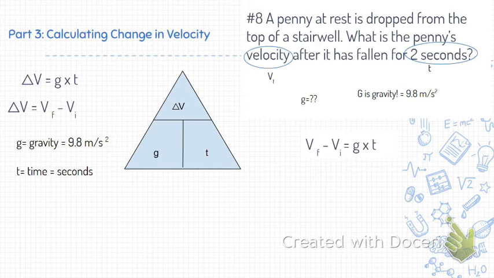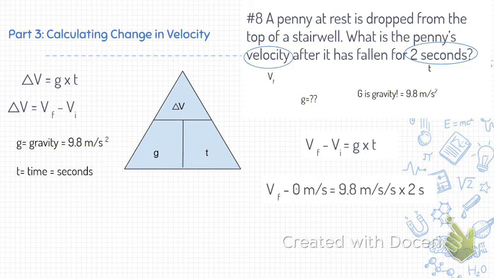And so we have our problem looking like this. So V final, this is why I like to break this out, minus V initial equals gravity times time. When we plug in our variables, we can look and see that we are solving for V final. We started at rest, so our V initial is 0, equals 9.8 meters per second squared, which is our gravity, and then 2 seconds, which we got from our problem.